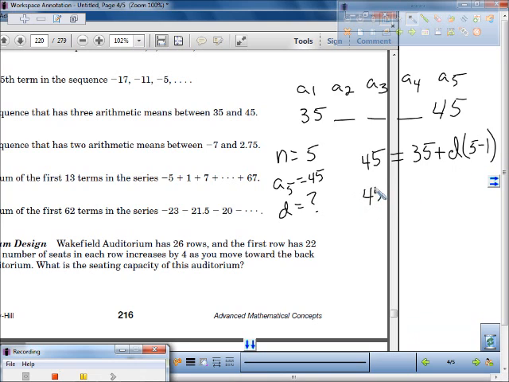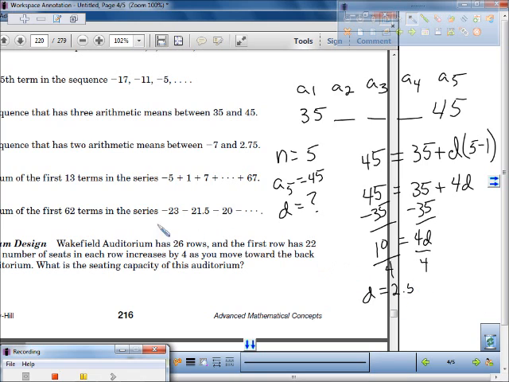So we'll end up with 45 is equal to 35 plus, I'm going to go ahead and simplify this, you get 4, so it's 4d. We're going to subtract 35 from both sides, and we end up with 10 is equal to 4d. And so what we'll do here is we'll divide both sides by 4. Our common difference here, we're going to come up with a decimal answer. If you wanted to leave it as a fraction, you could, but we're going to divide 10 by 4, and we end up with a common difference of 2.5. So d is equal to 2.5.